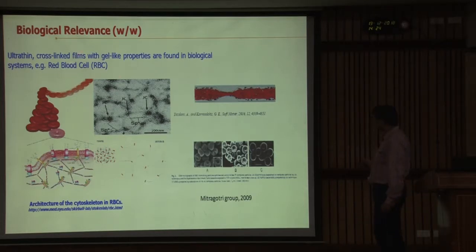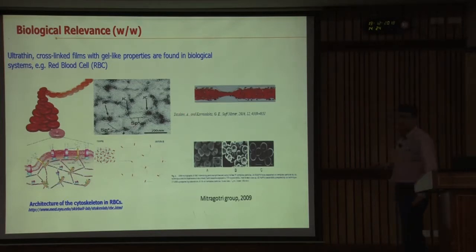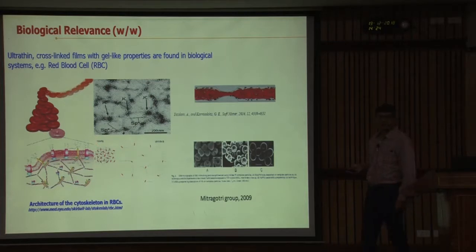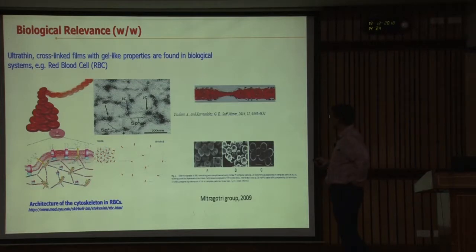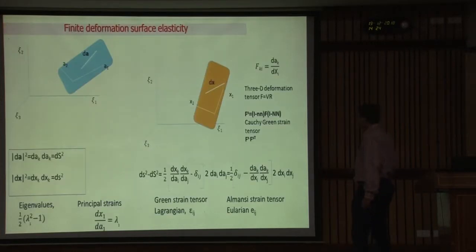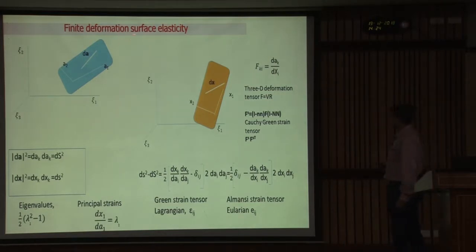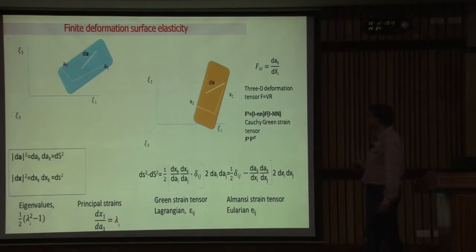It's not just about the naturally occurring red blood cells. There is a big promise of having capsules which are biconcave discocytic in shape. For example, these synthetic capsules made in the Mitragotri group, and they are known to have advantages in drug delivery because of their resemblance to red blood cells. Okay, so this will be forming the second, third, and fourth part of my talk. Okay. Now, when you look at the capsules, you are worried about their surface elasticity, and typically the deformations are large, so one would worry about finite deformation.